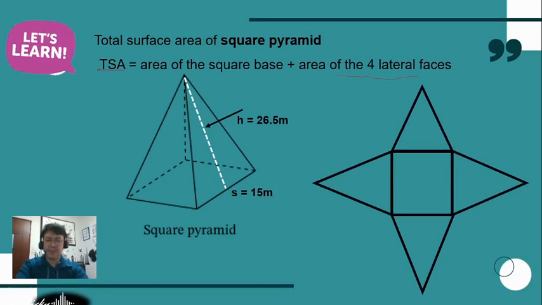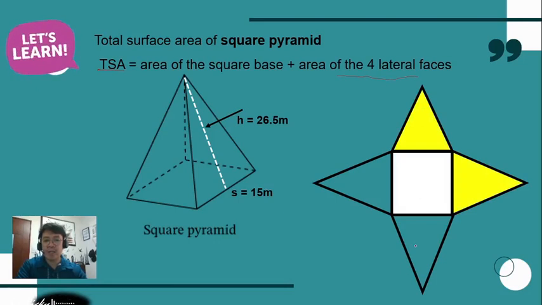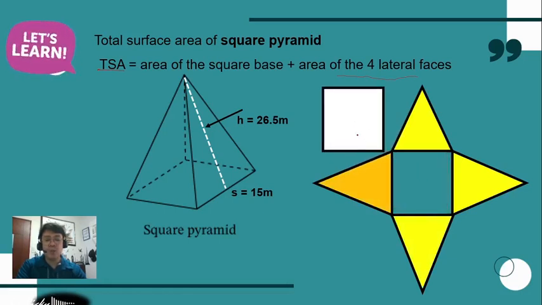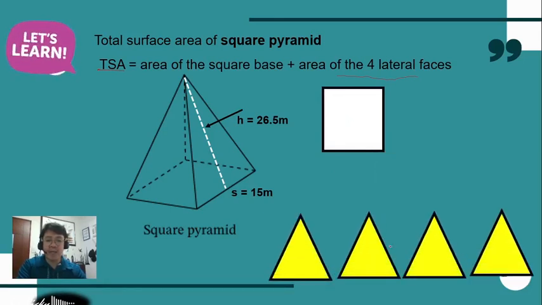If we open up the solid figure, this is an example of its net. As you can see, we have 1 square and 4 triangular faces. So to solve for the total surface area, we calculate the area of the base and then the area of the 4 lateral or triangular faces. Let's try to solve this one.